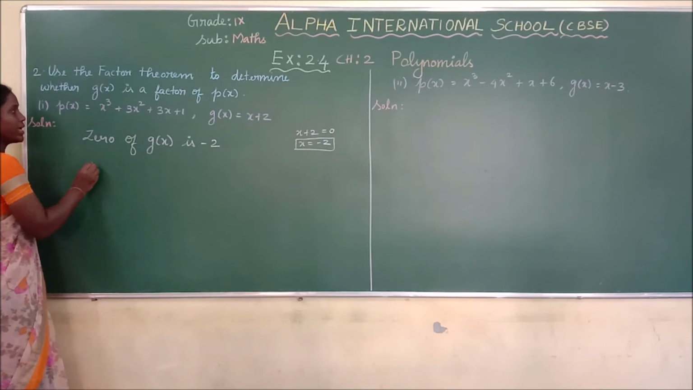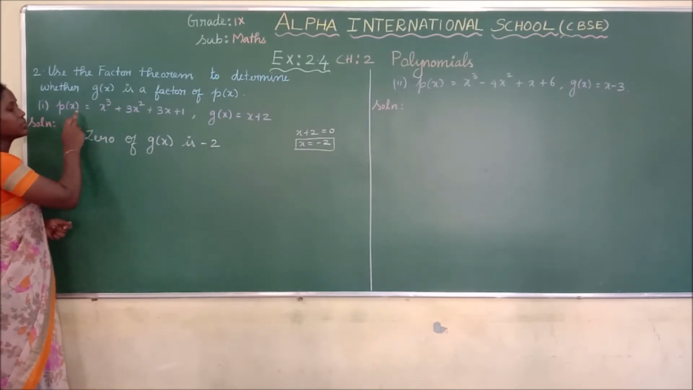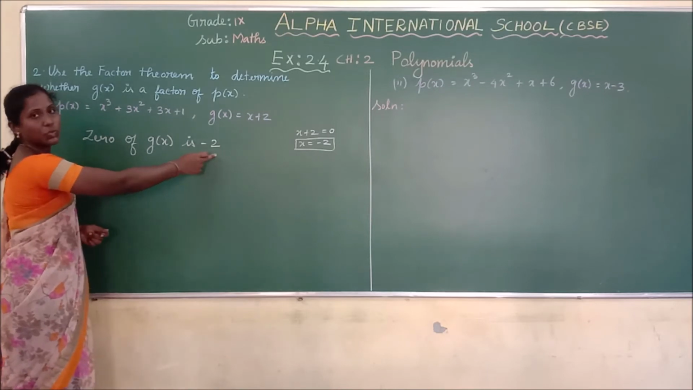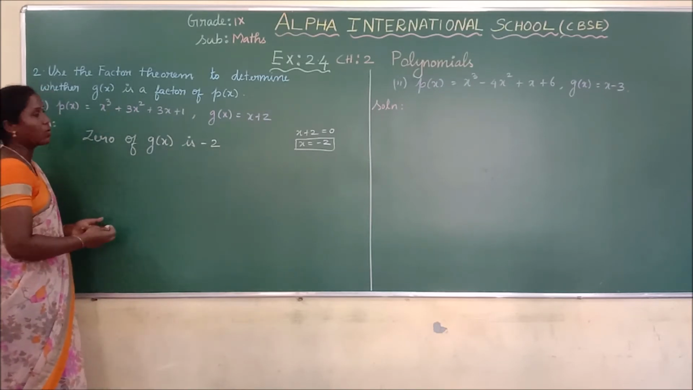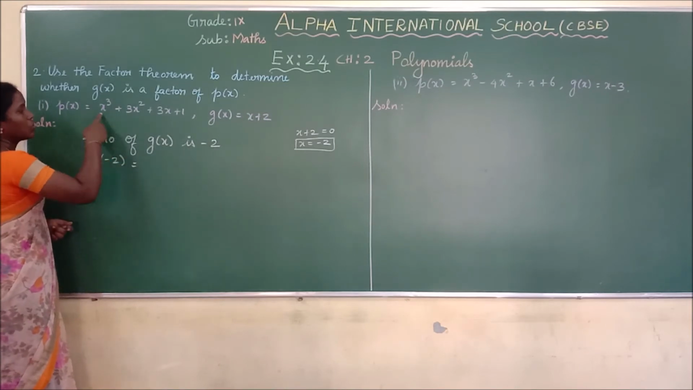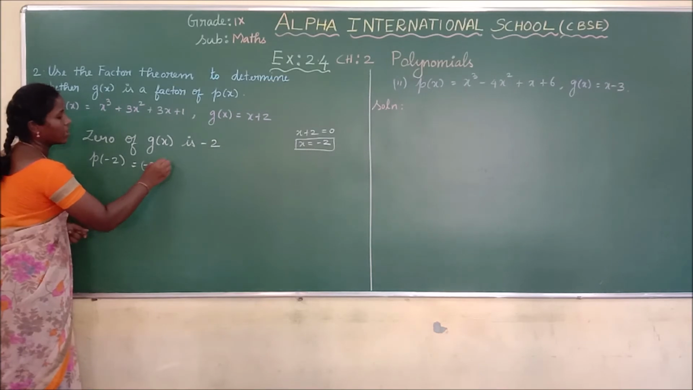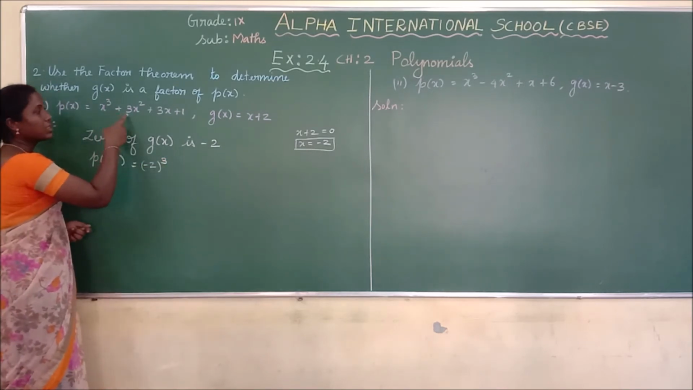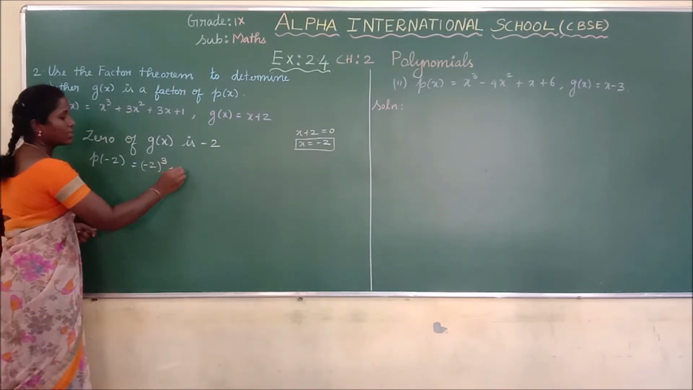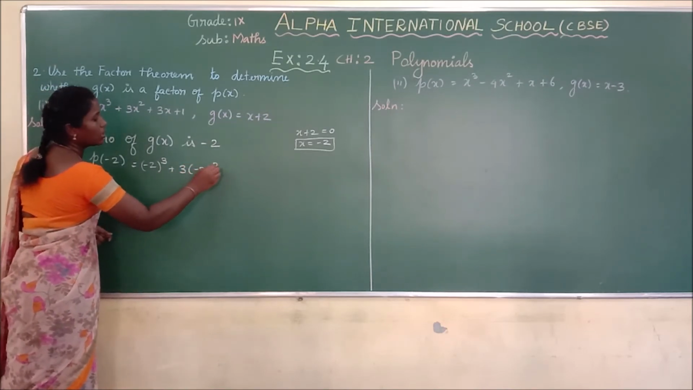Now we are going to find p of minus 2. In place of x, we are going to replace the value of minus 2 and we are going to check the remainder. So now p of minus 2. First term x cube, so minus 2 the whole cube. Second term 3x square, so plus 3 into x square. X square means minus 2 the whole square.